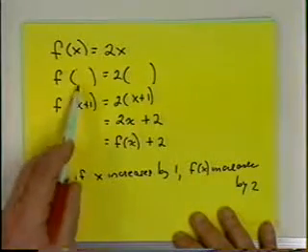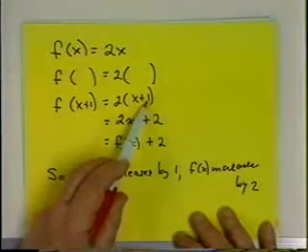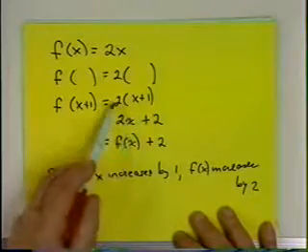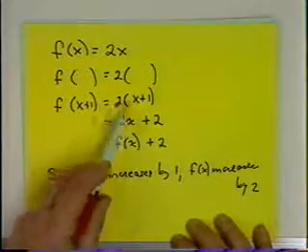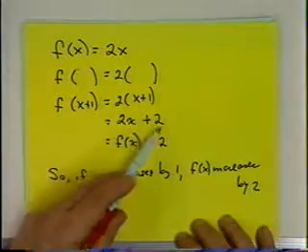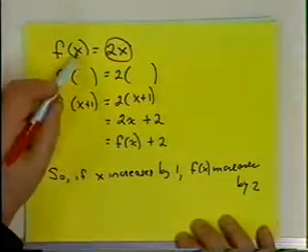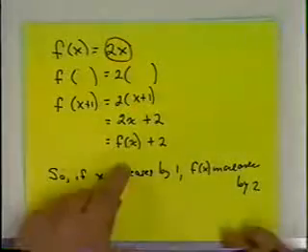So if I replace the parentheses by x plus 1 over here, I also have to put x plus 1 in parentheses over here. By the distributive property, when I multiply x plus 1 by 2, I wind up with what? The 2 times x is 2x, and the 2 times 1 is 2. So f of x plus 1 is 2x plus 2. Now what did 2x stand for? 2x was f of x. So replacing 2x by f of x, look at what this thing says.